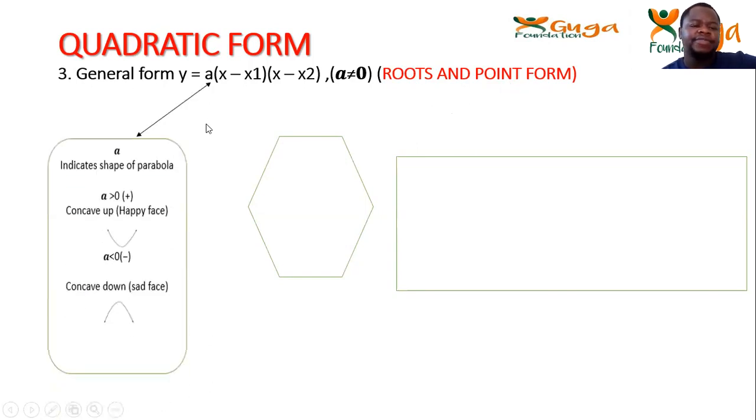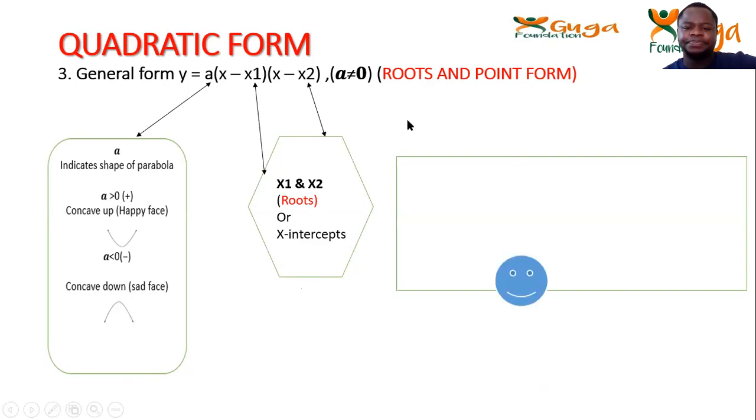So for a, we have said it, in case of the shape of the graph, if a is greater than zero, you've got a happy face. If a is less than zero, you've got a sad face, facing down. Now, what are your x1 and your x2? Those are the roots, x1 and x2, the roots or x-intercepts.